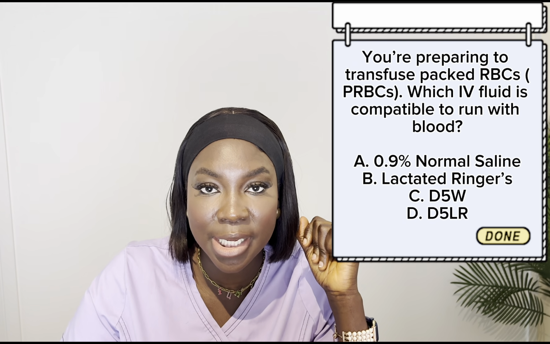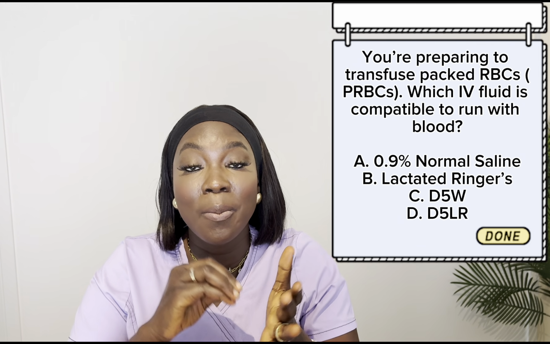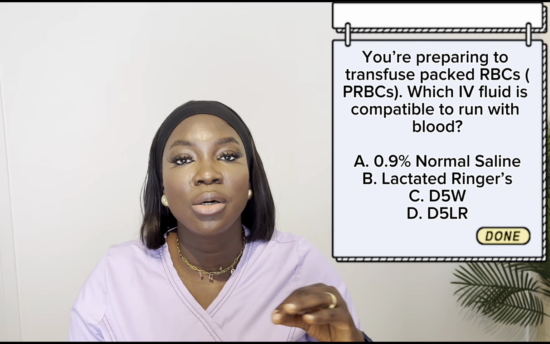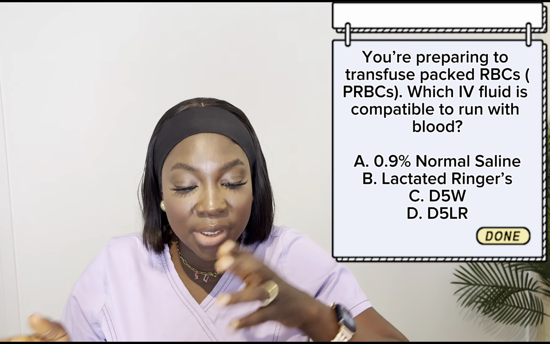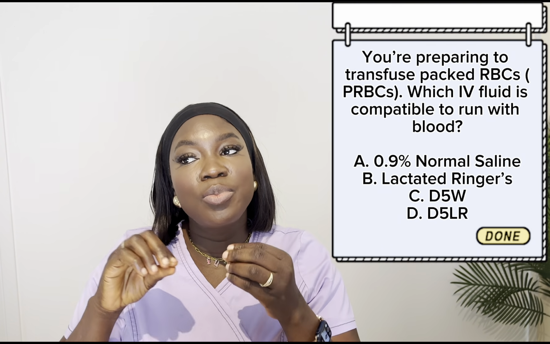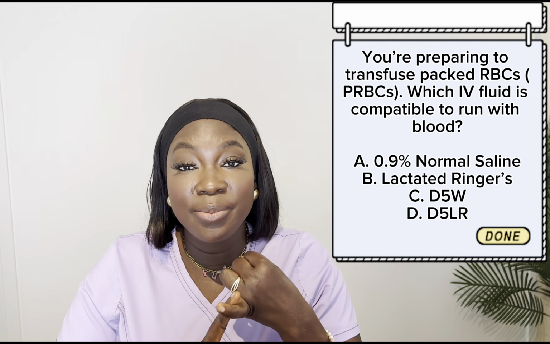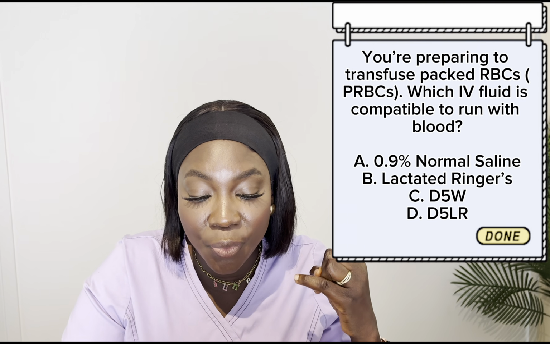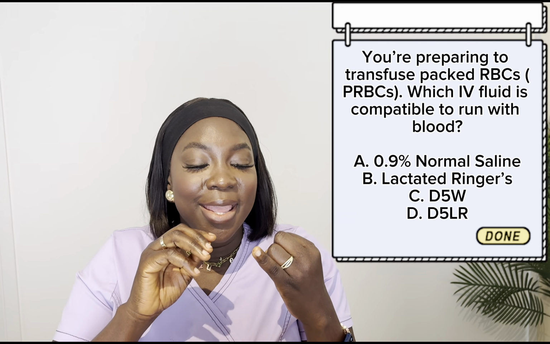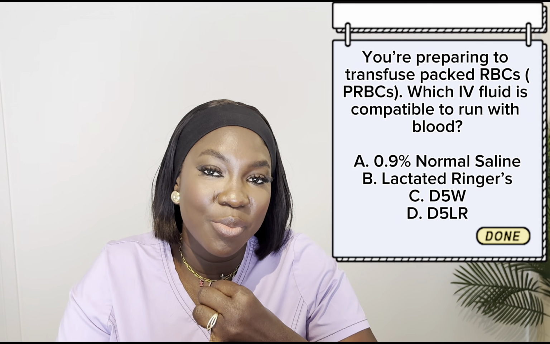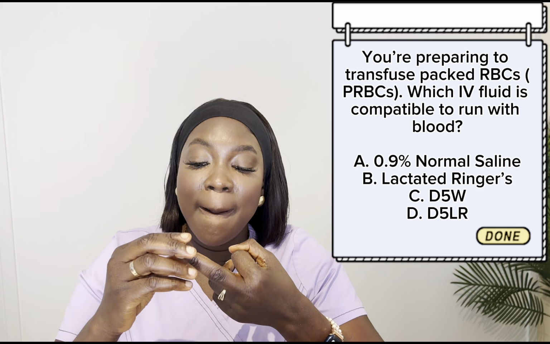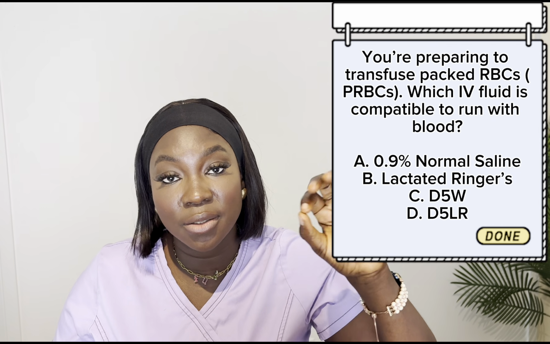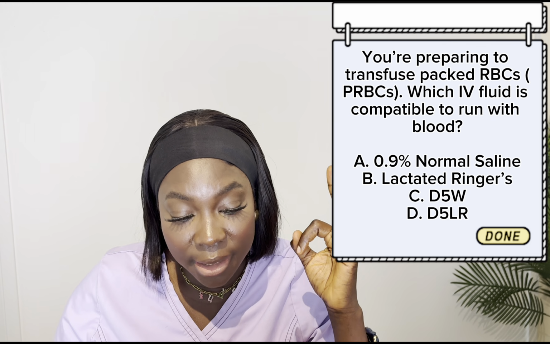I have said it before and I will say it again. 0.9 normal saline is the only IV fluid compatible with blood products. It is an isotonic fluid and does not affect red blood cells. I need you to know that there is whole blood and there is packed red blood cells. What is whole blood? Whole blood means the blood still contains red blood cells, white blood cells, plasma, and platelets. Packed red blood cells means that from the whole blood, the white blood cells, the platelets, and the plasma have been removed. The only thing left is the red blood cells, and that's what they are giving to these patients.